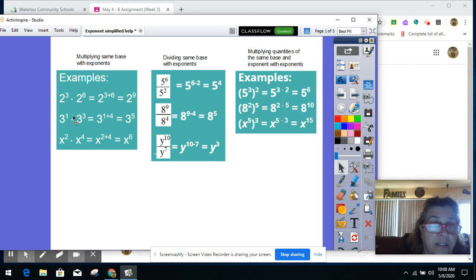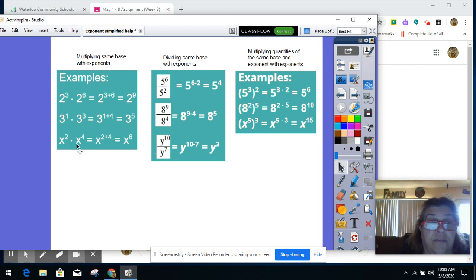Same thing here, 3 to the power of 1, which typically they might just show as 3 times 3 to the power of 3. You're expected to know that there is only one 3 there, and usually in math, they don't write to the power of 1. They just keep it as 3. But in this case, we helped you out and showed 3 to the power of 1 times 3 to the power of 3. So therefore, it's 1 plus 4 is 5.